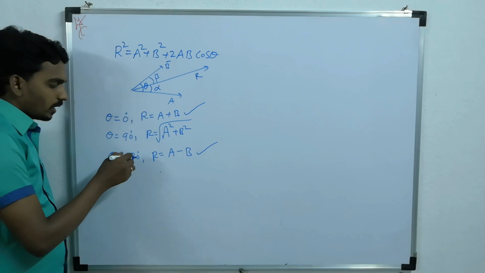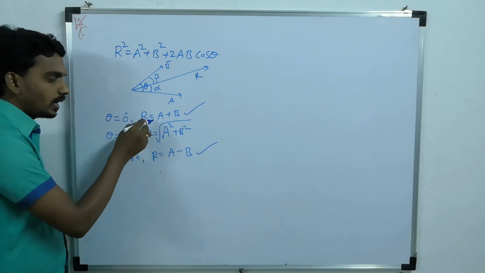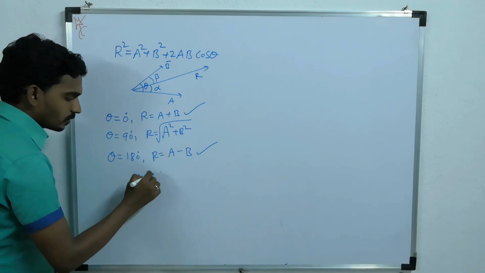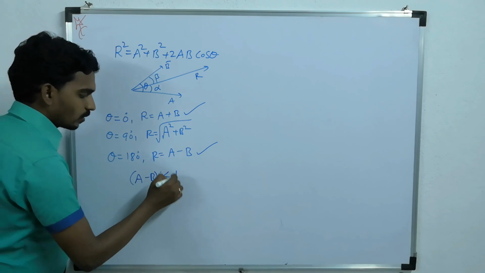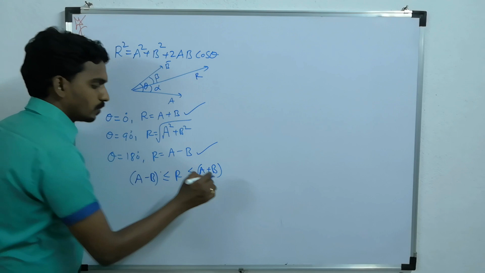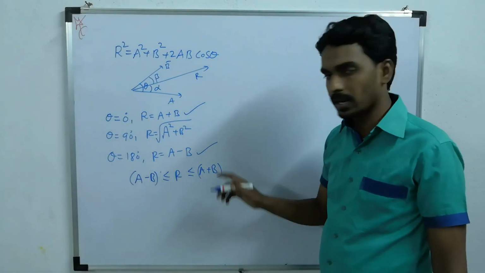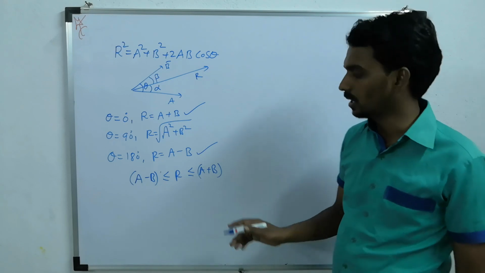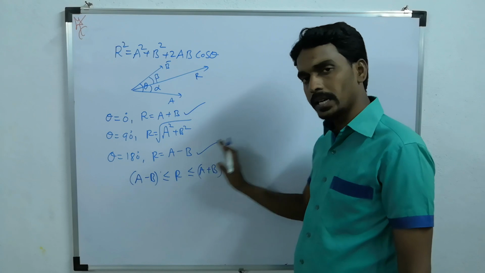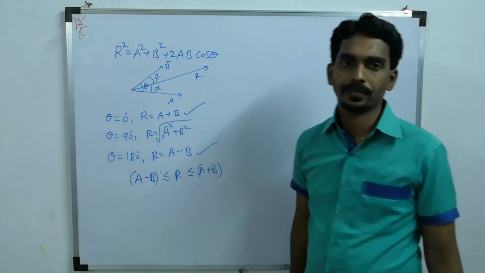and for any other value the resultant is in between them. That's why a minus b is less than or equal to R, which is less than or equal to a plus b. The resultant always lies between a minus b and a plus b. It won't be less than a minus b. It won't be greater than a plus b. It is always in between them.